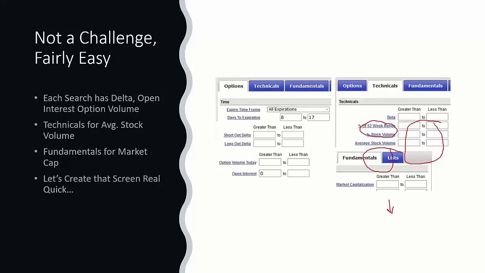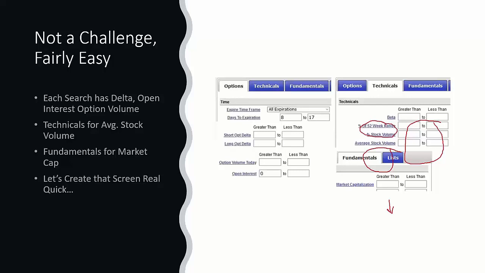In every search, you'll have a filter for delta that you can set up. You'll have a filter for open interest and option volume in the options category of the search tool. In the technicals, you always have the field for average stock volume. And if you wanted to go further with liquidity, you could go into the fundamentals and put in a market cap. Let's pause the screen real quick. We're going to change over to Power Options.